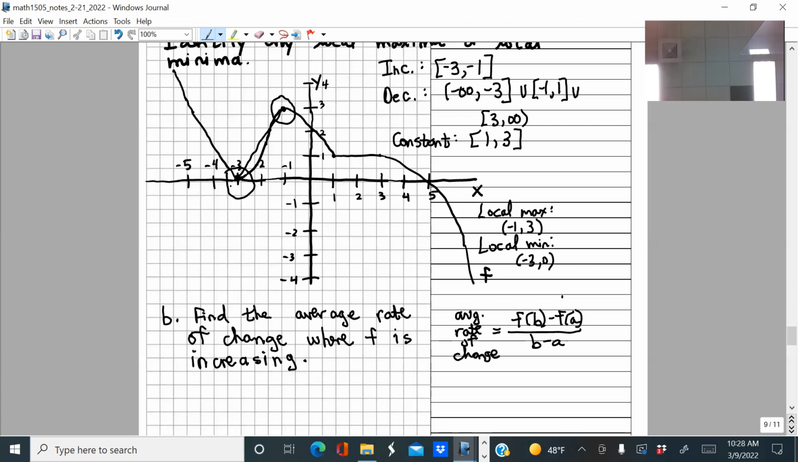But remember, the curve is not quite a straight line, right? Okay. But in computing the average rate of change, we're going to treat the curve like it's a straight line connecting these 2 points. So that's not exactly accurate, right? But that's how we're going to try to measure that rate of increase there, where that function is increasing. So what do we get?